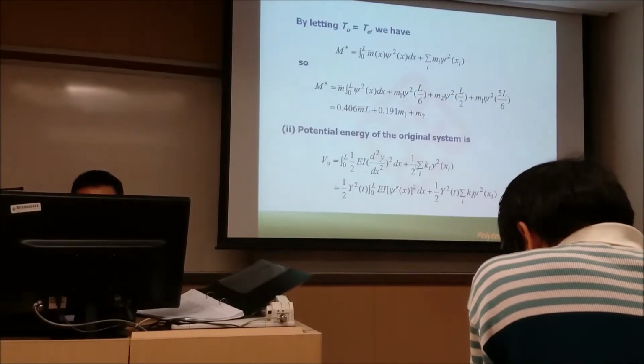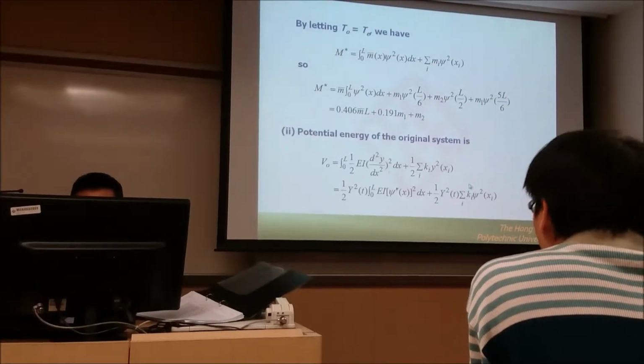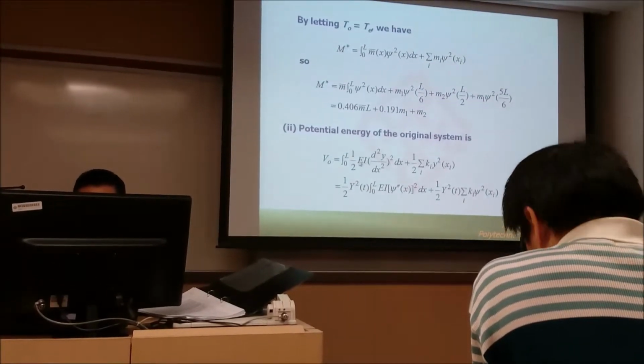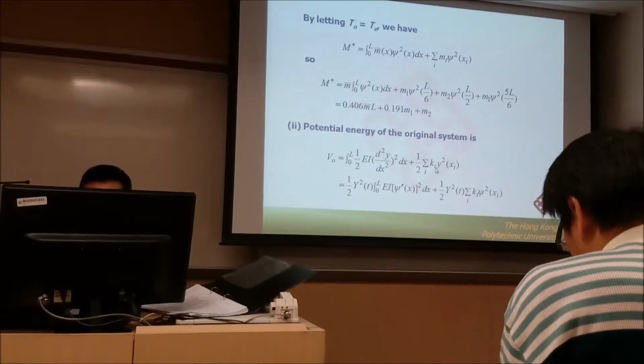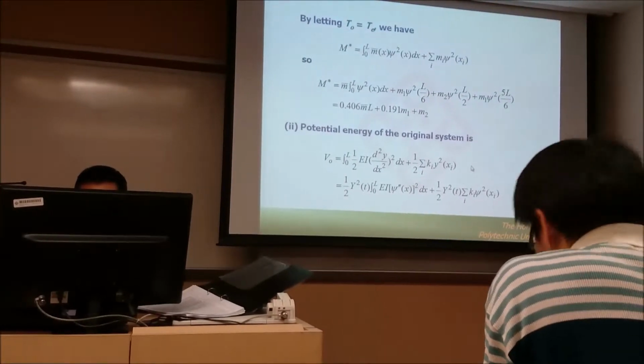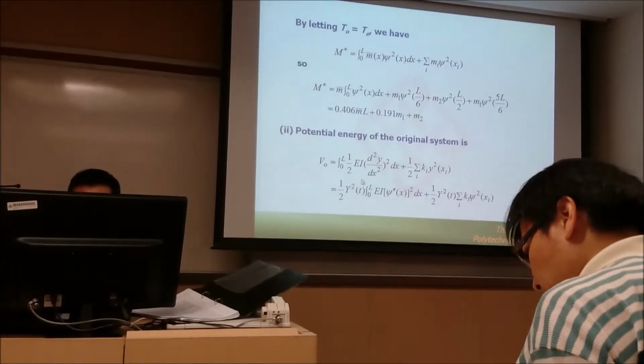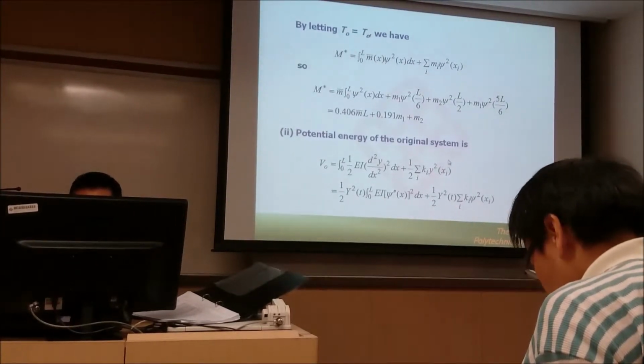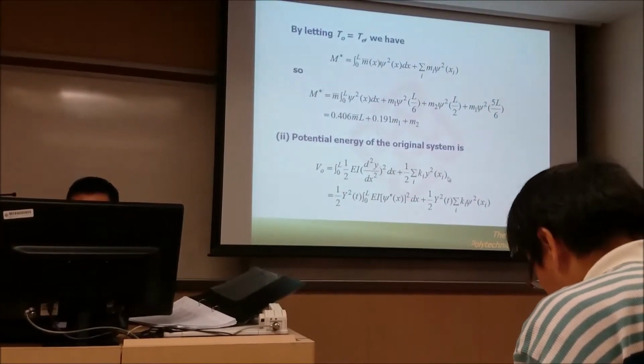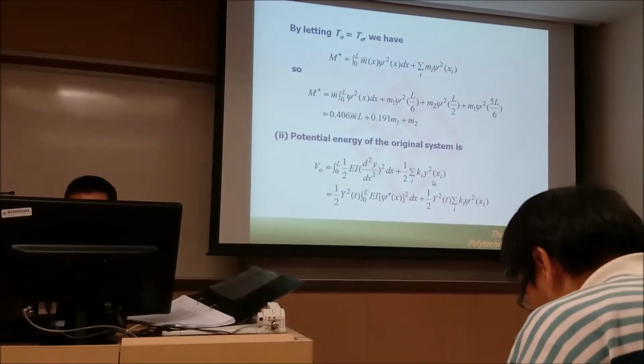Okay, and then we can obtain the potential energy. For our problem, we don't have distributed springs, so you just need to calculate the strain energy due to the bending of the beam, as well as the potential energy due to the two springs.